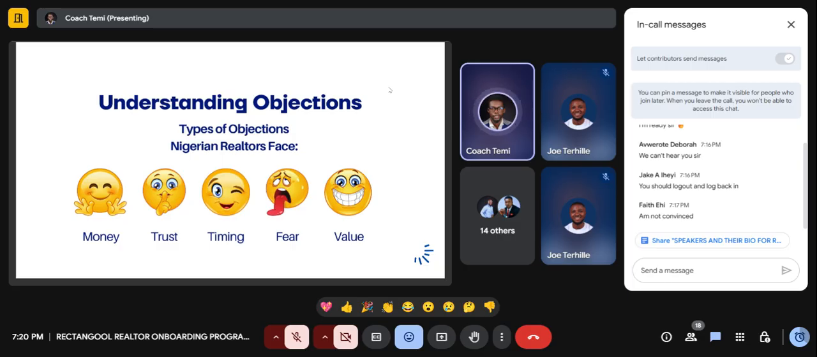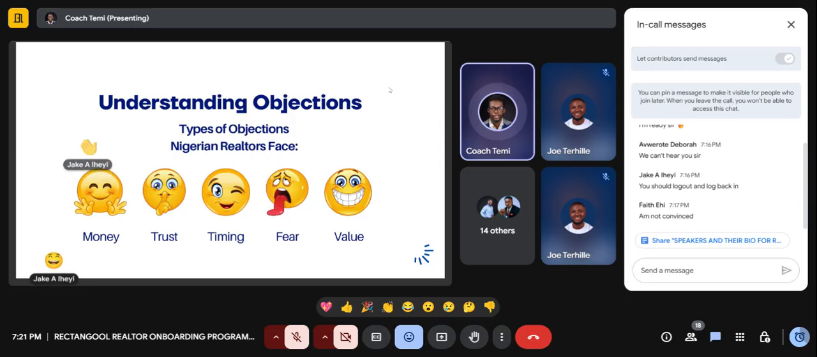Now the value objection. Can somebody help me with value objection? Why should I buy a property for 20 million when I can use 20 million to buy 2 hectares in Ibadan? Good, good. I think that came from an experience.